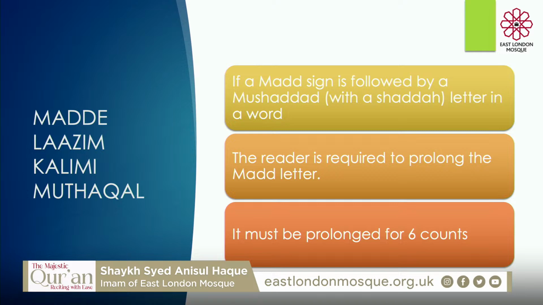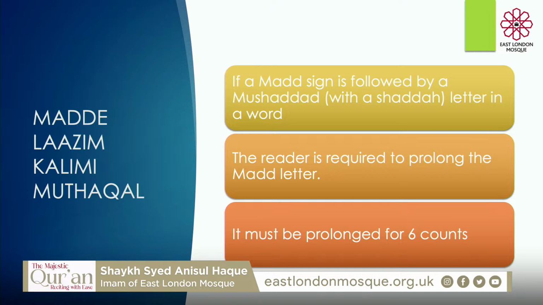Is the example that the uncle gave. Wa la al-dallin. That mad there, dallin. Let's analyze it. Is it a word or is it a letter? It's a word. First step. Second step. Is there a mad there? Is there a mad asli there? Da, that's a mad asli there. Good. Second step done.